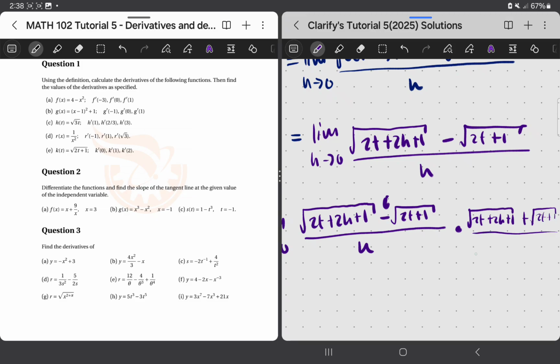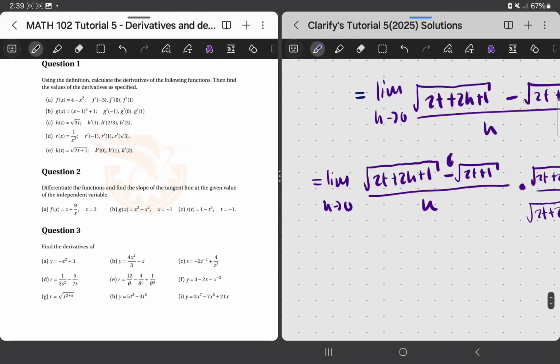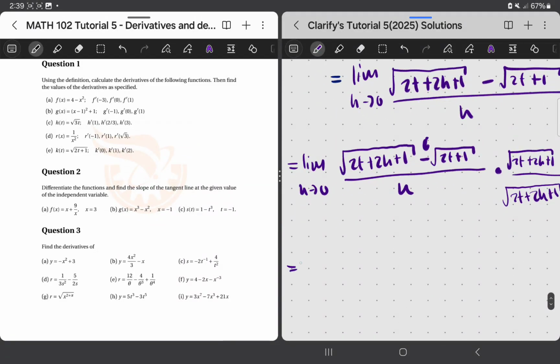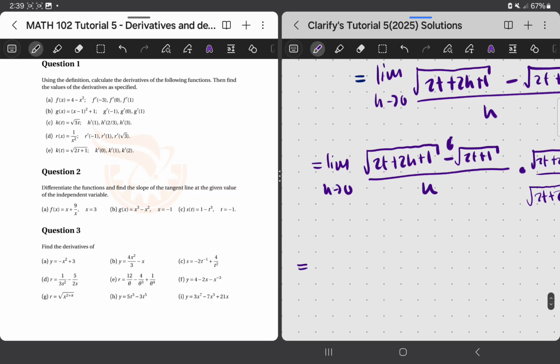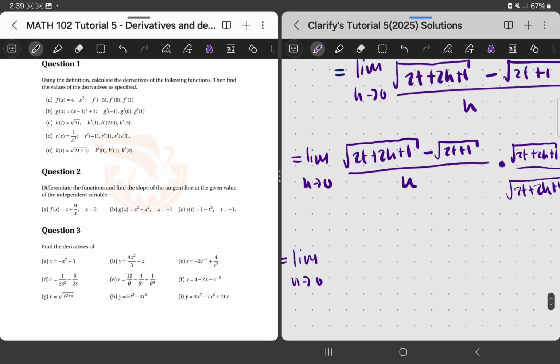And it's all over the same thing, the square root of 2t plus 2h plus 1 plus the square root of 2t plus 1. Now this is going to be this. Then we say it's equal to the limit as h goes towards 0 of. Now what happens?